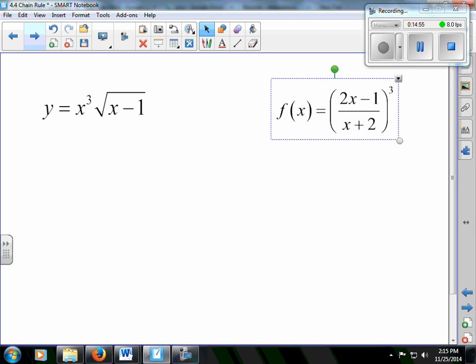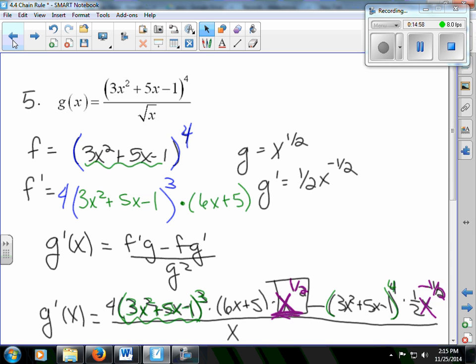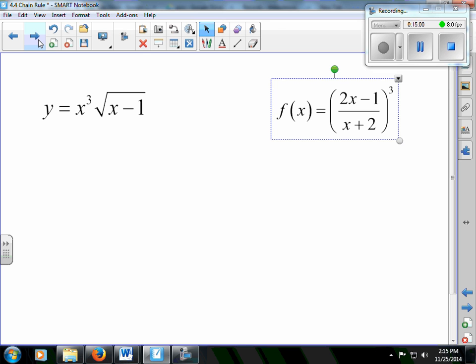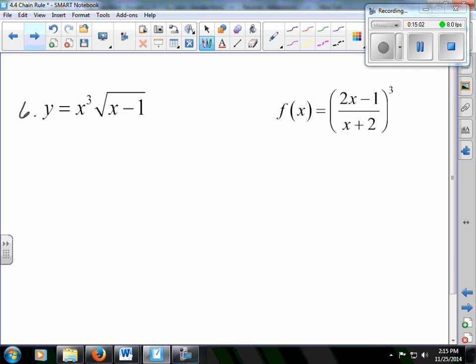What number am I on? Number 6. Number 6 here is another product rule. I'm going to leave this one for you, so you can do this one. F is x cubed, g is (x minus 1) to the 1/2. This is where you would use your chain rule, in the derivative of g.